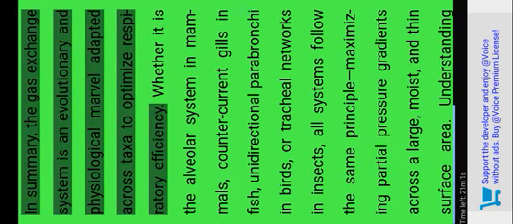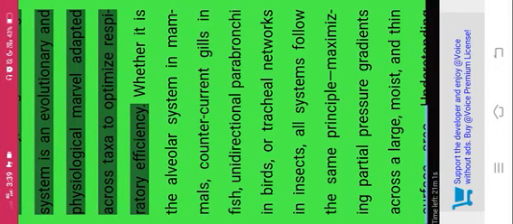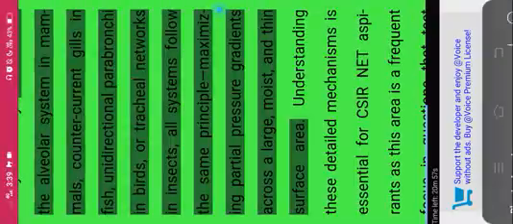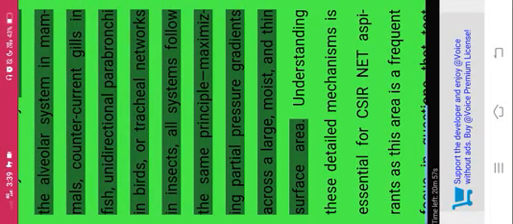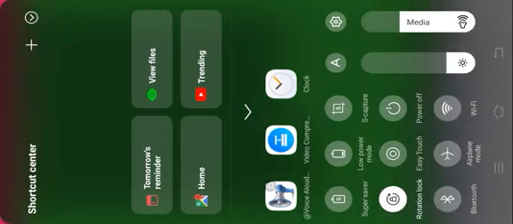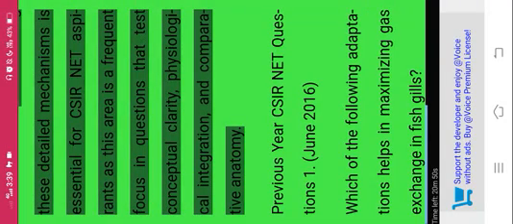In summary, the gas exchange system is an evolutionary and physiological marvel adapted across taxa to optimize respiratory efficiency. Whether it is the alveolar system in mammals, countercurrent gills in fish, unidirectional parabronchi in birds, or tracheal networks in insects, all systems follow the same principle: maximizing partial pressure gradients across a large, moist, and thin surface area. Understanding these detailed mechanisms is essential for CSIR NET aspirants, as this area is a frequent focus in questions that test conceptual clarity, physiological integration, and comparative anatomy.